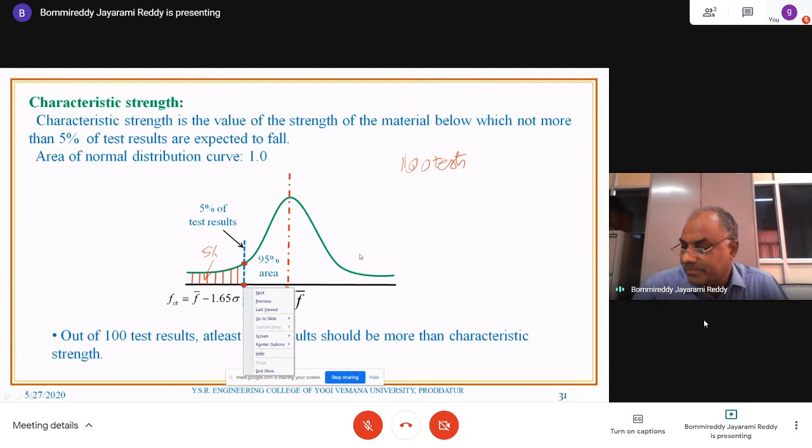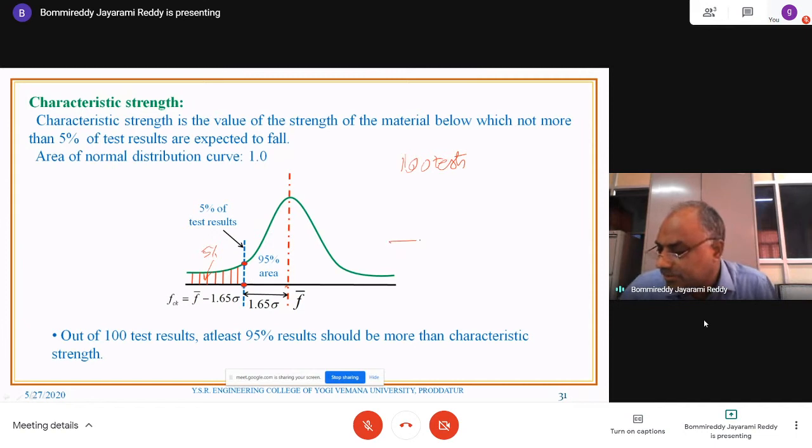So this characteristic strength value depends on the percentage of the normal distribution curve. If 5% is the area of the curve, the associated value is 1.65. K is 1.65. So the distance from the mean value to this will be 1.65 times the standard deviation. So that's why fck at this point equals f bar minus 1.65 sigma.